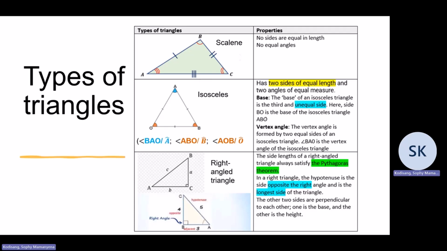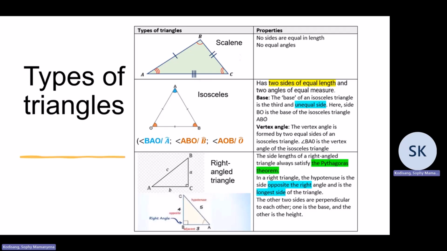So this is how you name the angles. You can either say angle AOB or angle O, or angle ABO or angle B, and the last one angle BAO or angle A. So this is how we name the angles, right?